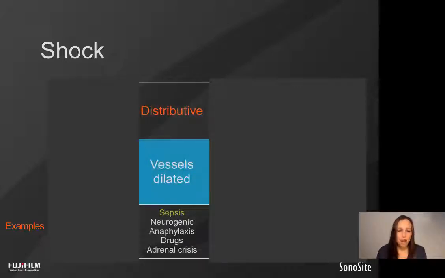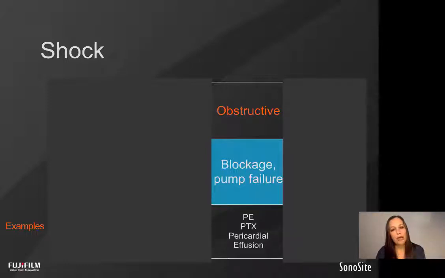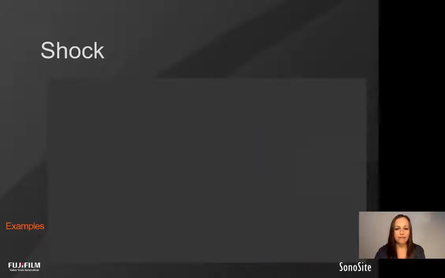Then we have distributive shock. The vessels are dilated and fluid pours into the periphery. Examples of this are septic shock, anaphylaxis, and drug exposure. Then we have obstructive shock, where there's blockage or pump failure. Now, this is obviously less common in our pediatric patients, but can be seen in situations of a pulmonary embolus, a pneumothorax, or a pericardial effusion.